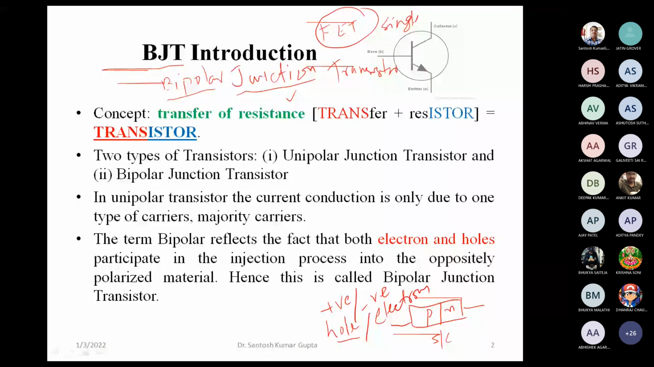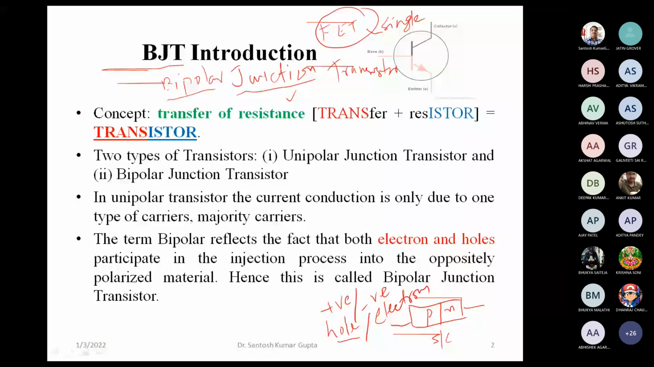Later we will also discuss the FET, in which only a single type of charge carrier contributes to the current. Here we have junctions similar to that of the PN junction, but BJTs are going to have two such PN junctions.